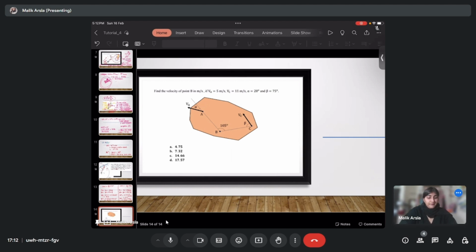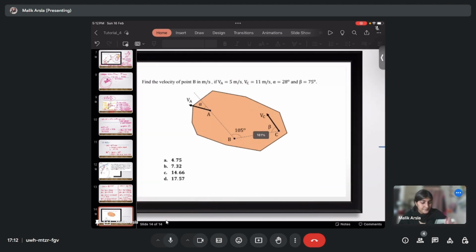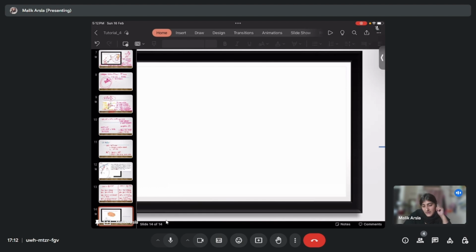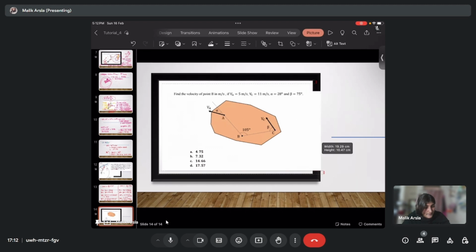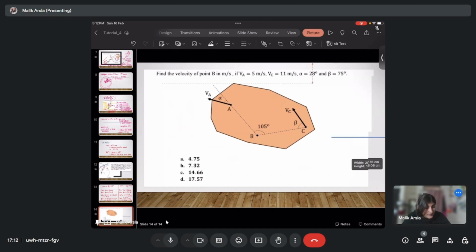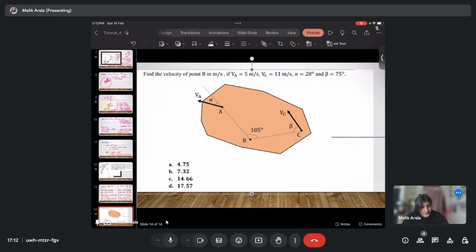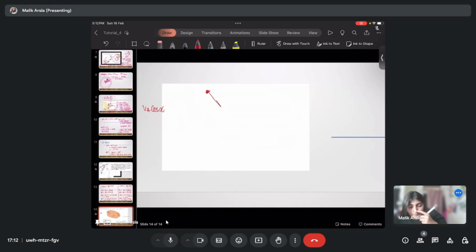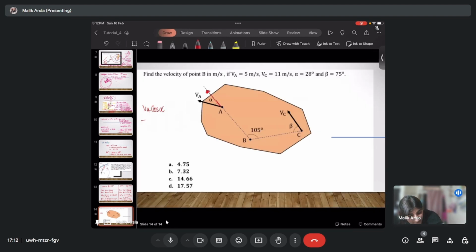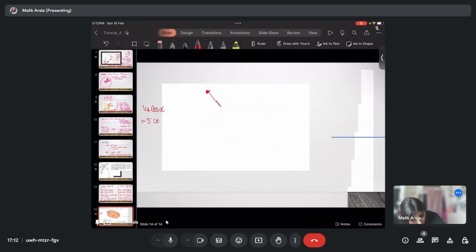So see, let me explain the diagram first. We can resolve the vectors and then find. Basically that is how we do this question. Let me tell you here. We know that VA will have a component along this, right? What will that be equal to? That will be VA cos alpha, which is equal to 5 cos of 28 degree.